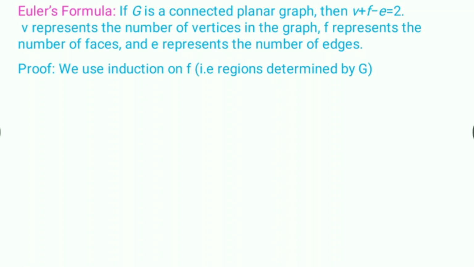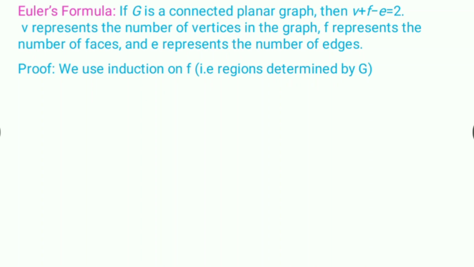Next, let's prove a very important formula called Euler's formula. Euler's formula states that the number of vertices plus the number of faces minus the number of edges is always equal to 2. We let V represent the number of vertices, F the number of faces, and E the number of edges. So in a planar graph, V plus F minus E equals 2.